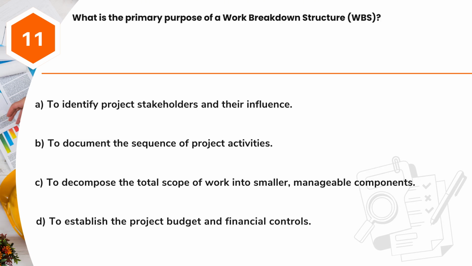Question 11. What is the primary purpose of a work breakdown structure, WBS? A. To identify project stakeholders and their influence. B. To document the sequence of project activities. C. To decompose the total scope of work into smaller, manageable components. D. To establish the project budget and financial controls.